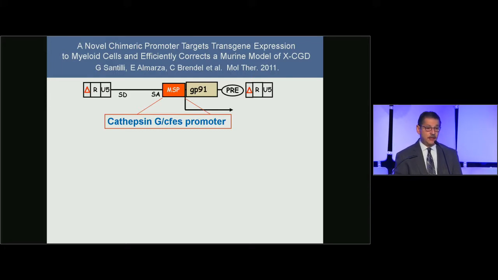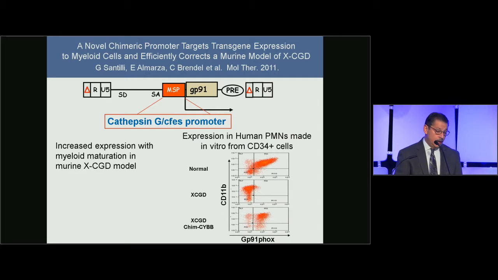So it expresses the GP91 cDNA under the control of a chimeric myeloid promoter, with the idea that it would express in the mature neutrophils but not be active in the stem cells where it could cause problems. And a lot of preclinical work was done, showed increased expression with increasing myeloid maturation in the murine XCGD model. And the right shows expression by flow cytometry of this protein because it's detectable on the surface in normal donors, in cells in the middle from an XCGD donor showing absent expression, and then in cells from the patient treated with this vector in vitro, now showing expression of GP91.